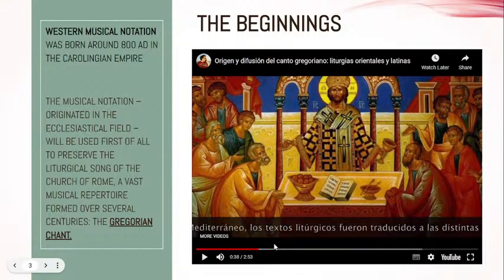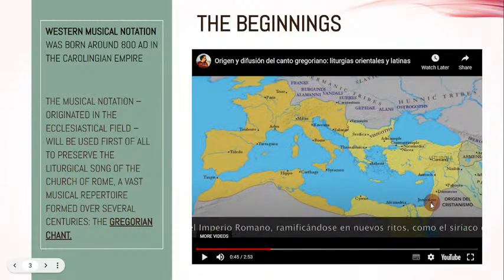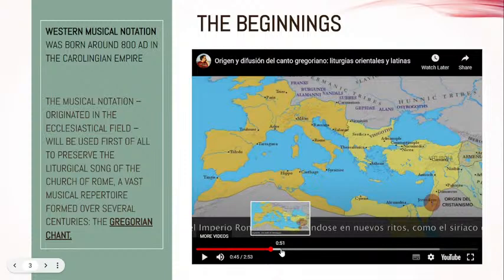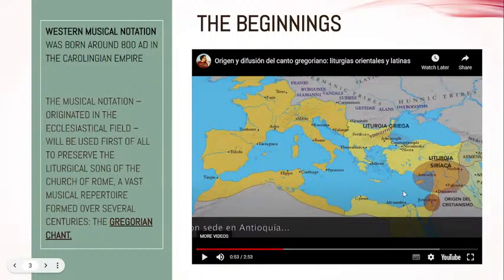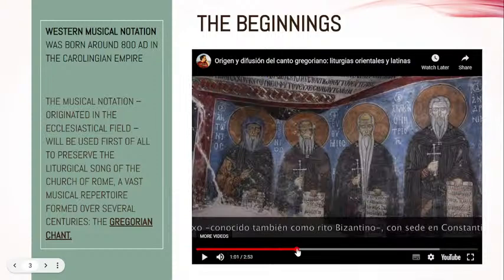So basically, when the Christians moved to the Mediterranean, those rites, and that music, naturally expanded as well. And then you see later on, in Antioquia. I don't know how you say Antioquia. Antioch in English, I think. Then you have the Byzantine in Constantinople.